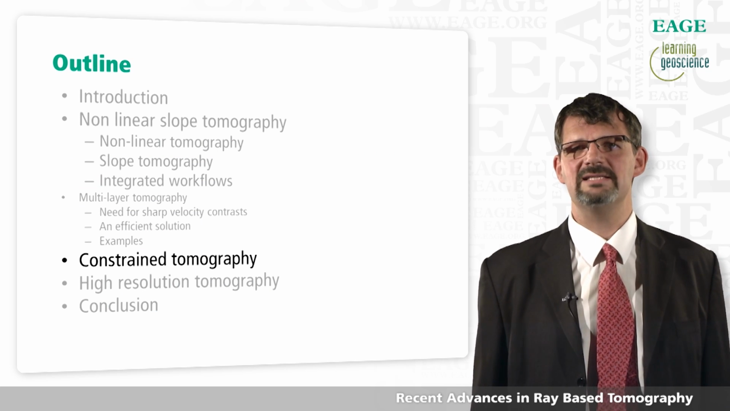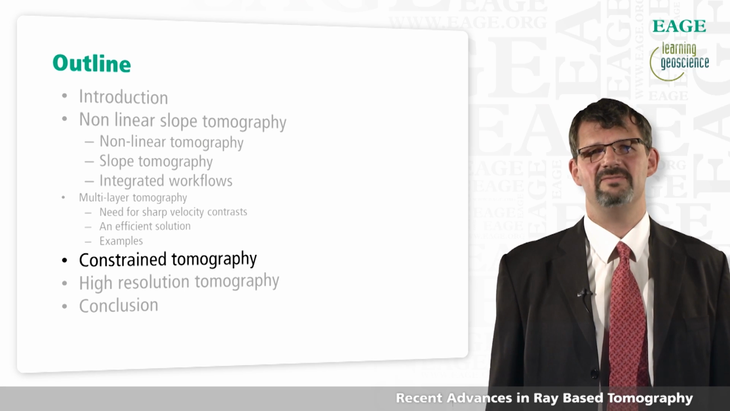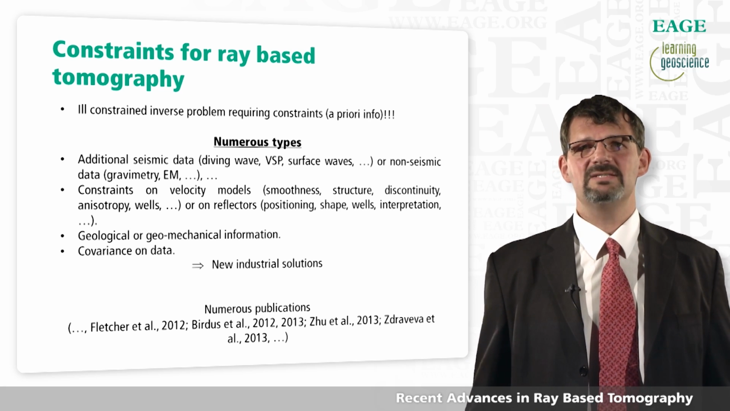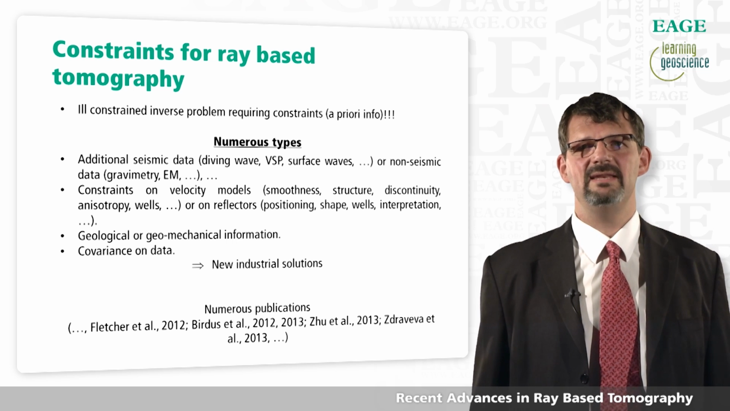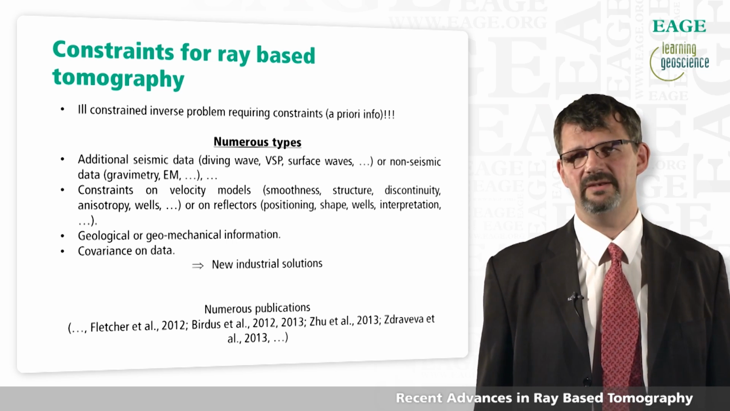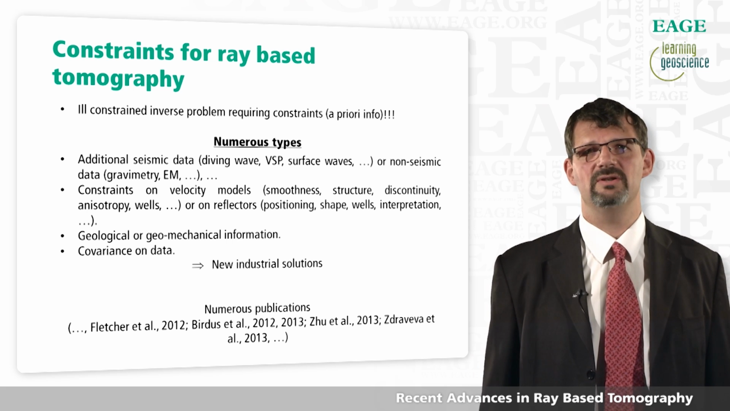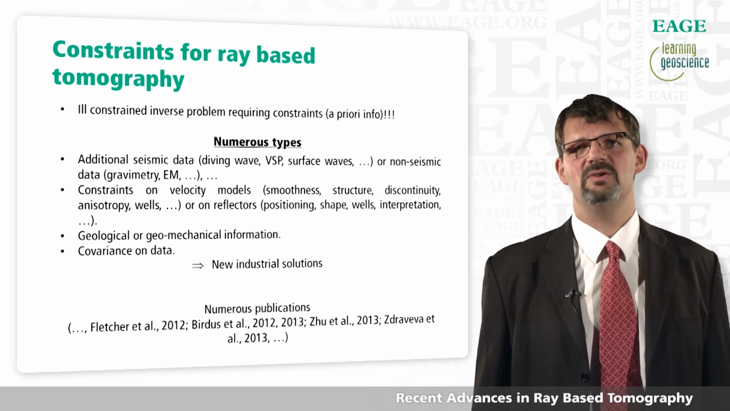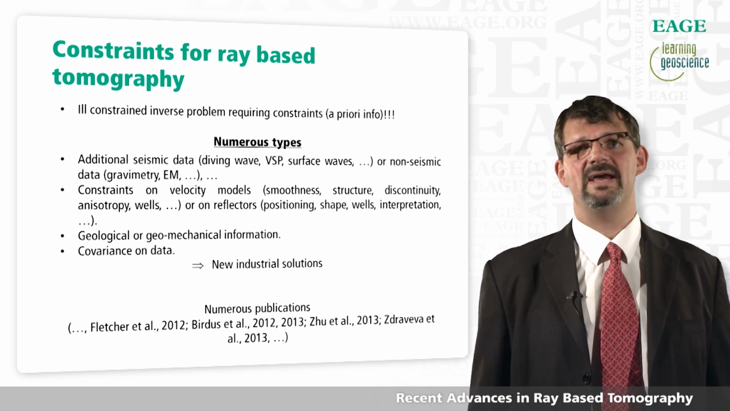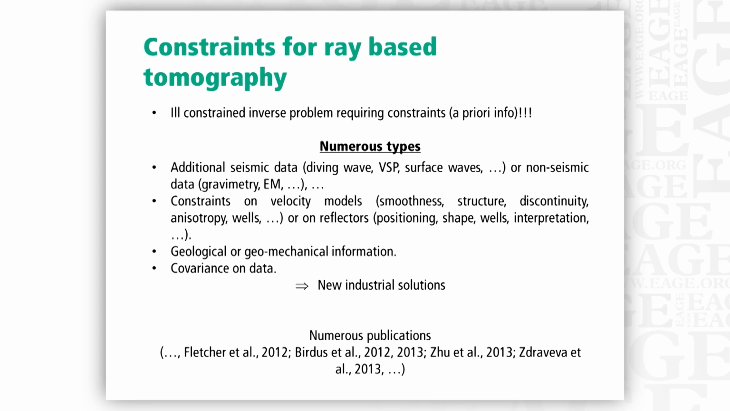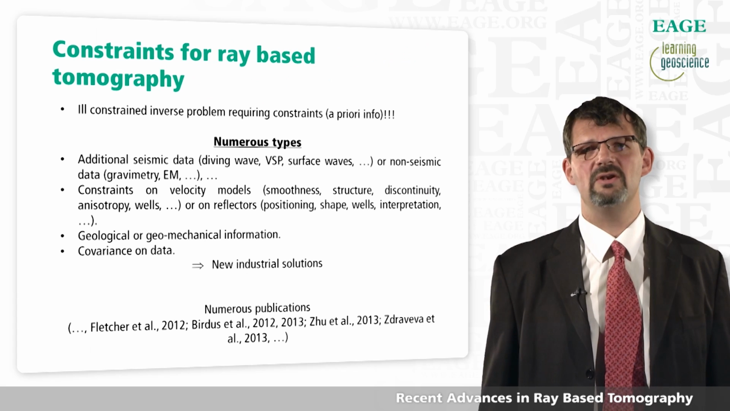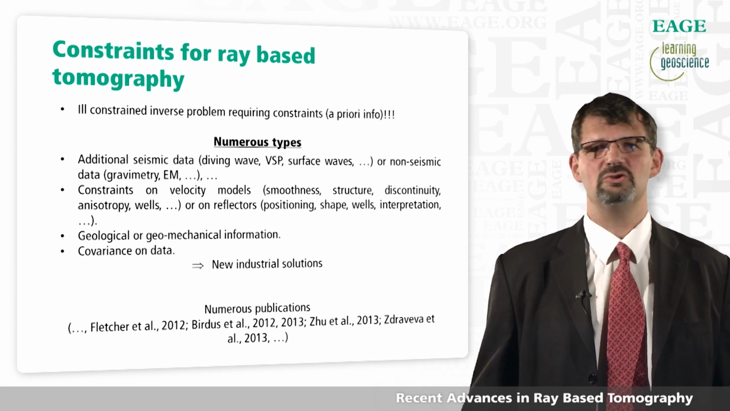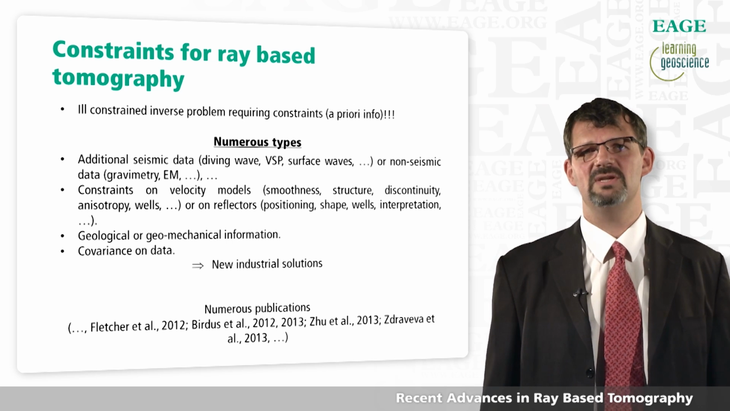Constrained tomography, another aspect which has been greatly improved over the recent years. So, wave-based tomography is an inverse problem, an ill-constrained inverse problem, which requires constraint, or in other words, a priori information. There are numerous types of a priori information. For example, you can add some type of seismic data, diving waves, VSP, surface waves, or non-seismic data, gravity measurement, and so on. You can also constrain a priori information on the velocity model itself. Smoothness, structure, discontinuity, anisotropy, all that can be introduced.